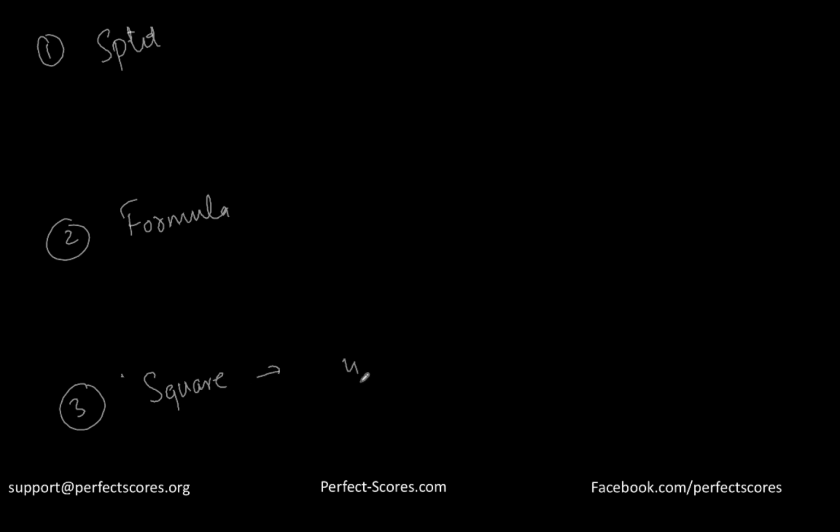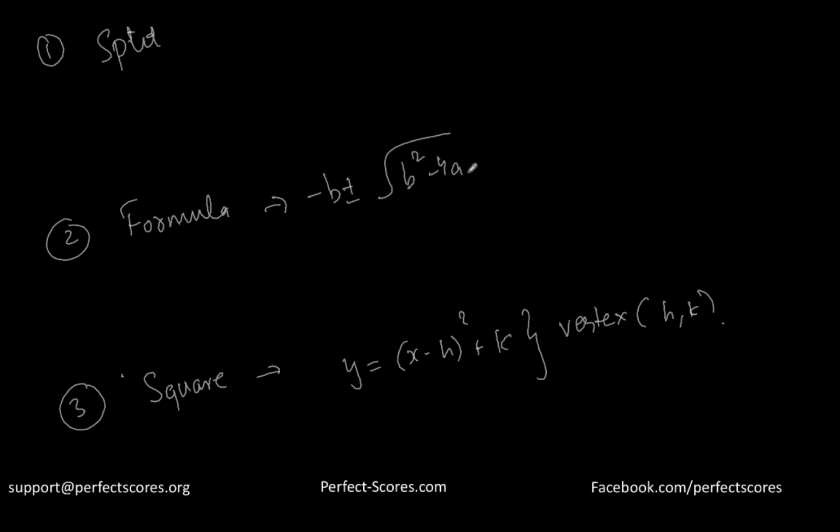If I summarize all of what I've just said, the quadratic equation can be solved in 3 methods. First you split the middle term, second use the formula, and third you use the square method. In the square method, what you need to know about the SAT is y is equal to x minus h whole square plus k. In this, the vertex is given as h comma k. The formula is minus b plus minus square root b square minus 4ac over 2a. That gives you the two roots of the equation. And how do you find the x coordinate of the vertex? The x coordinate of the vertex is found by just adding both the roots and dividing by 2.